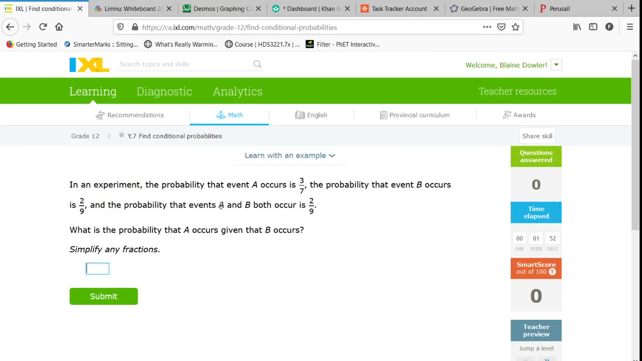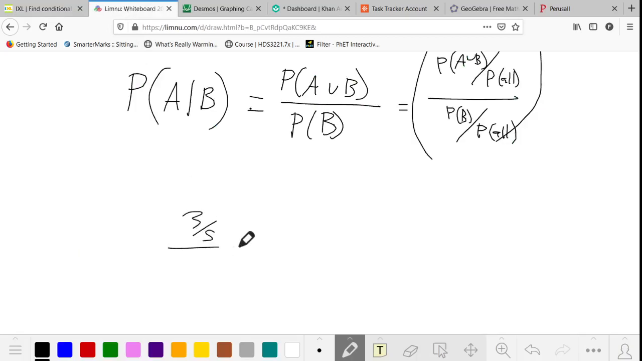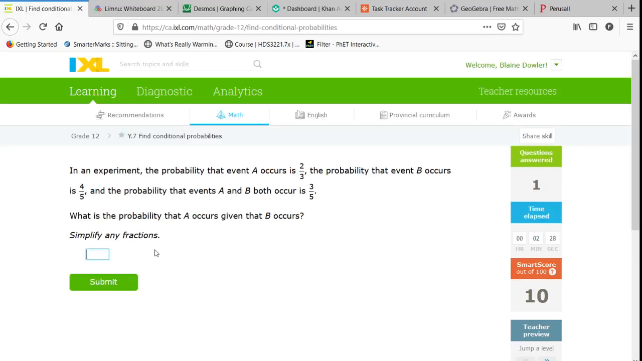So here, the probability that A occurs is 3/7. For B, it's 2/9. And A and B together is also 2/9. So what's the probability that A occurs given B? Well, that's 2/9 divided by 2/9. So that's both. That's 1. This one is a little more clear. Probability of both is 3/5. Probability of just B is 4/5. So 3/5 over 4/5 simplifies to 3/4. So that is our probability here.